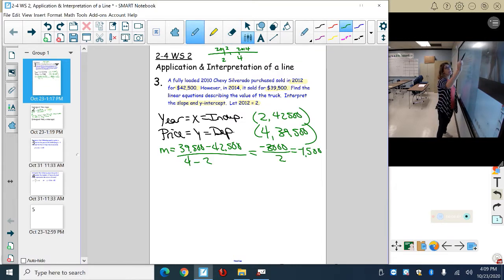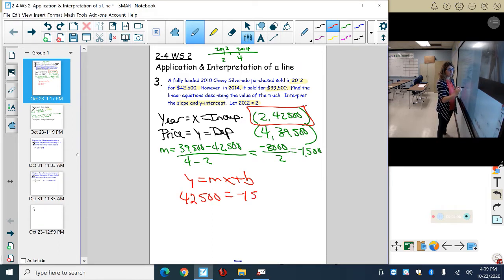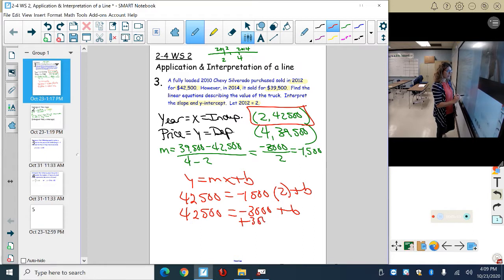I need to find my b value. So how do I do that? Y is equal to mx plus b. Y, I'm going to go ahead and choose 2 and 42,500. So y is 42,500, m is negative 1500, x is going to be 2 plus b. So 42,500 equals negative 3,000 plus b. I'm going to add 3,000.